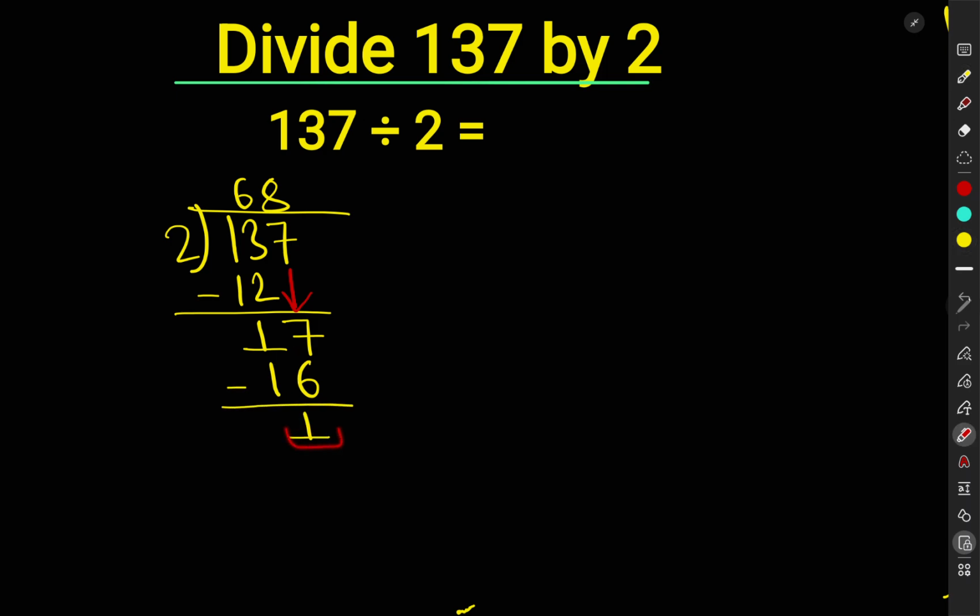So again this 1 is less than 2 and there is no other number beside. So we put here a decimal so that we take zero. So now it became 10. So 2 times 5 means 10. On subtracting we get 0. So 137 divided by 2, we got 68.5.